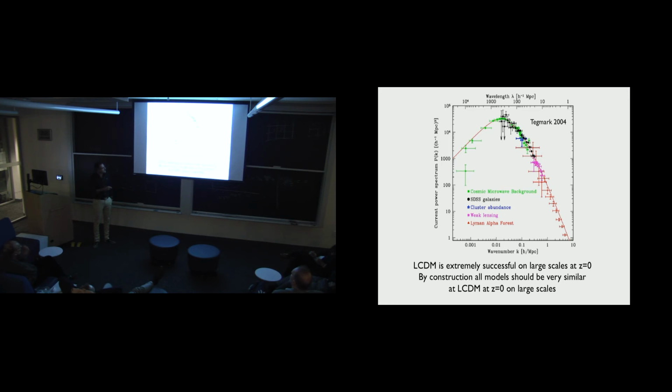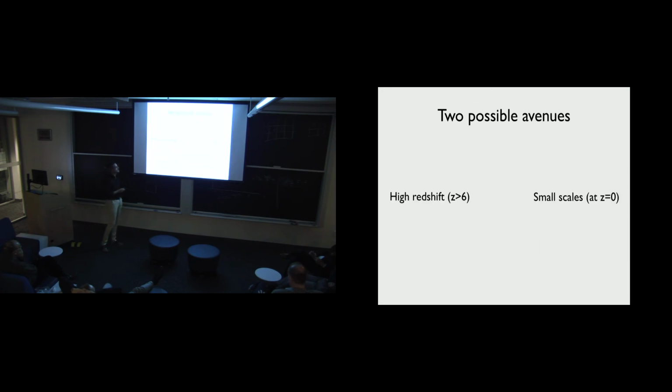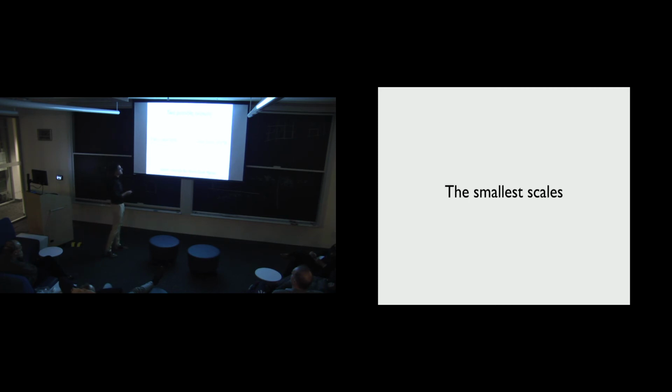So lambda CDM is very successful on large scales and at redshift 0. It means that if you want to look for differences between models, you have to look somewhere other than large scales and redshift 0, because all models are bound to do as well as lambda CDM on large scales. So there are 2 places. You can either go to high redshift, or you can go to very small scales. I'm going to give you some examples when you change from cold dark matter to warm dark matter. But this applies to practically any alternative model of dark matter or dark energy. You have to look for differences either at high redshift or at small scales.